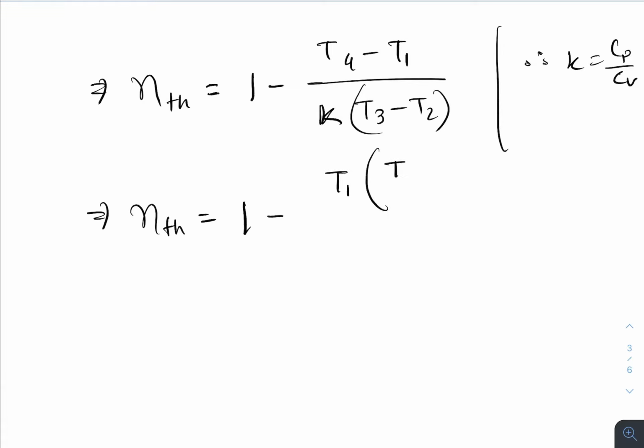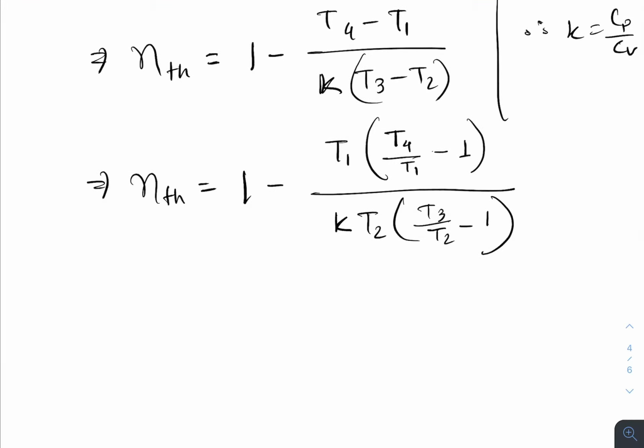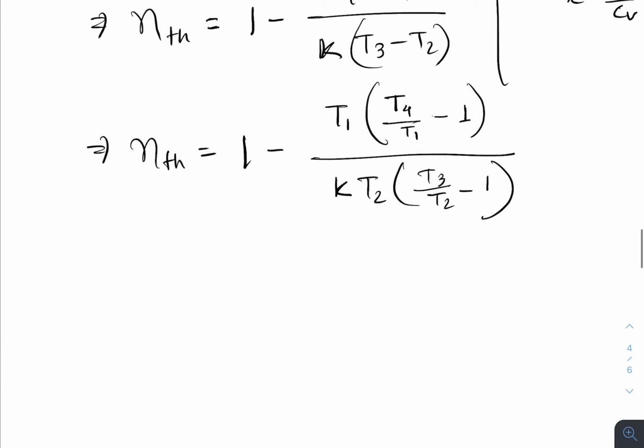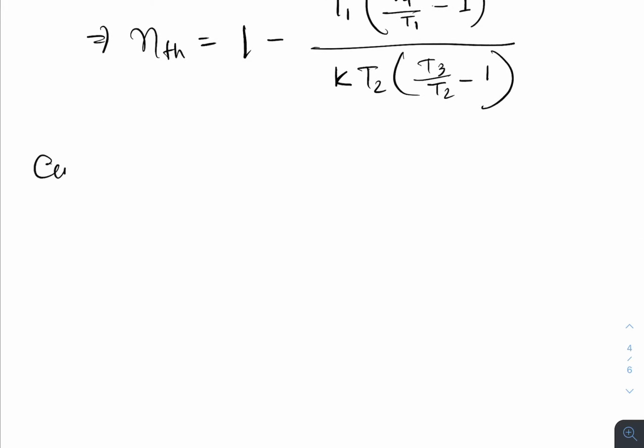Okay, now let's do this. Eta thermal equals 1 minus T1, taking T1 outside the bracket, so T4 divided by T1 minus 1, and here let's do T2, T3 divided by T2 minus 1. If we do this, then we are going to define T1 divided by T2, a new term, or T4 divided by T1, a new term.